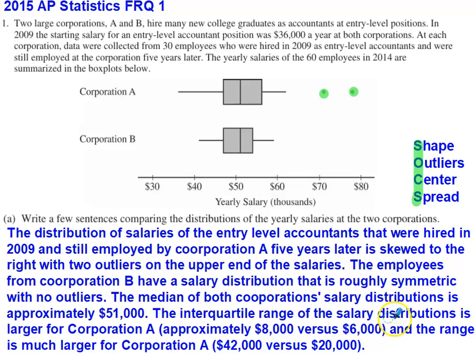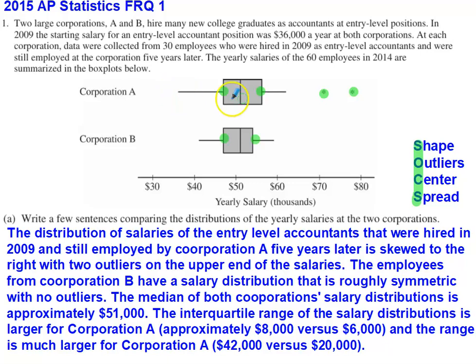So the interquartile range of the salary distributions is a little bit larger for Corporation A, right? We've got a little bit more space horizontally from there to there than we do from there to there. So I did have to estimate this. I said that Corporation A has an interquartile range of approximately $8,000, but Corporation B has an interquartile range of approximately $6,000. I did comment on the overall range because that's a pretty big difference between the two.